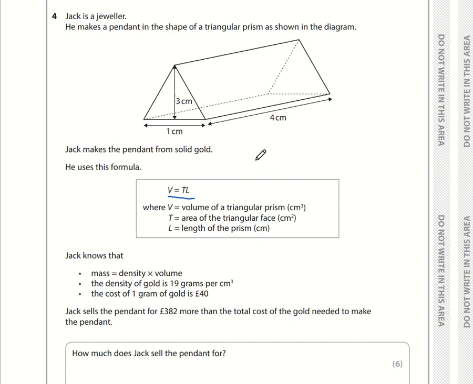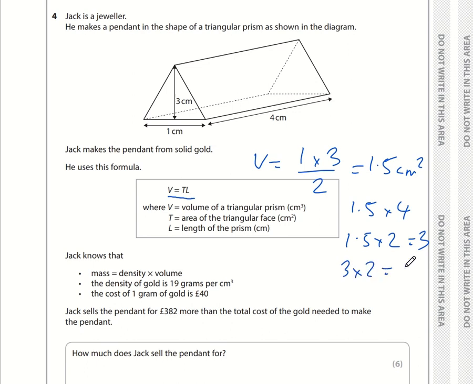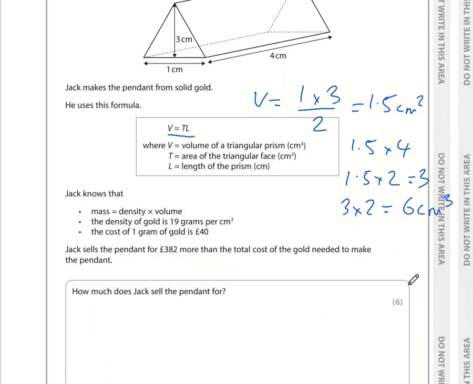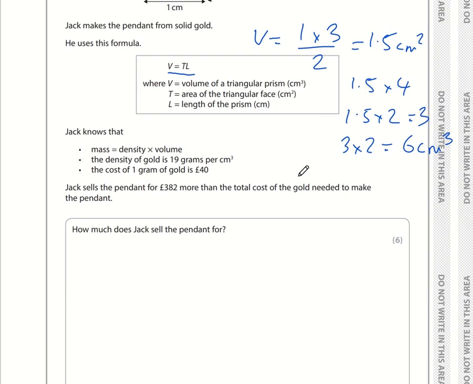So the volume is the area of the triangular face. Now the area of a triangle is base times the height divided by 2. 1 times 3 is 3. 3 divided by 2 is 1.5. So that is 1.5 square centimetres because this is an area, and we're multiplying that by 4. So what is 1.5 multiplied by 4? Well, 1.5 multiplied by 2, in other words doubled, is 3. So if I double that again, the volume is 6 cubic centimetres. Okay, so we're slowly getting there. It's quite a tricky question.